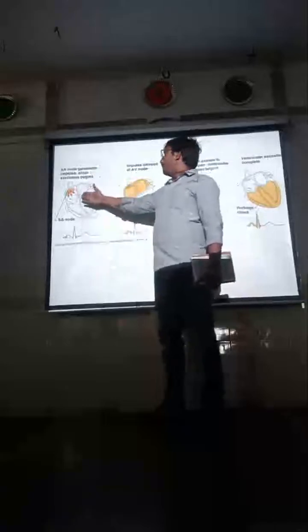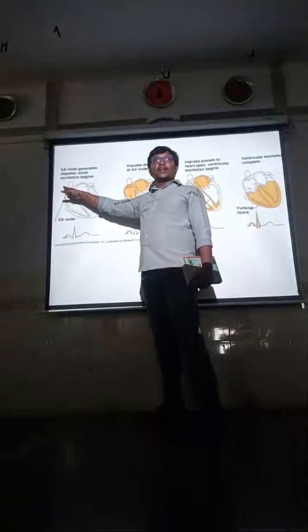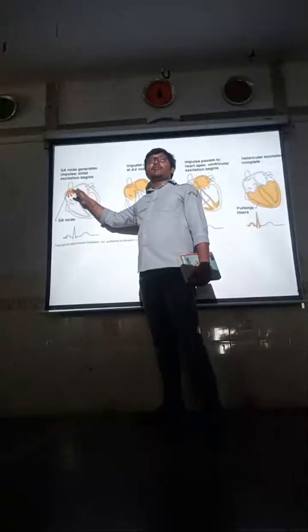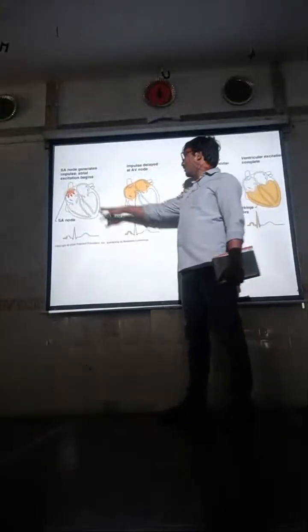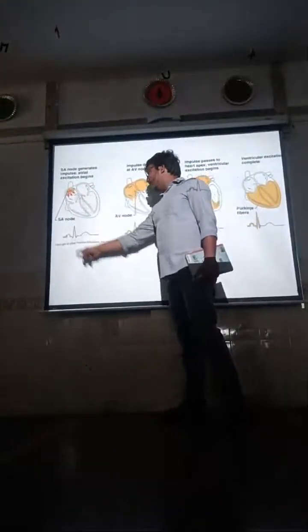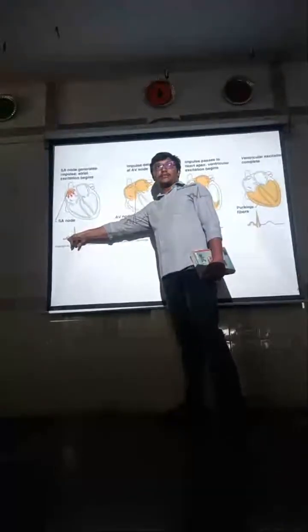Yes, sir. So at the junction of the superior vena cava and the atrium, at the posterior of the heart, the SA node is present. It is there or not? Yes, sir. Now, when the impulse starts in the SA node, the P wave is activated.